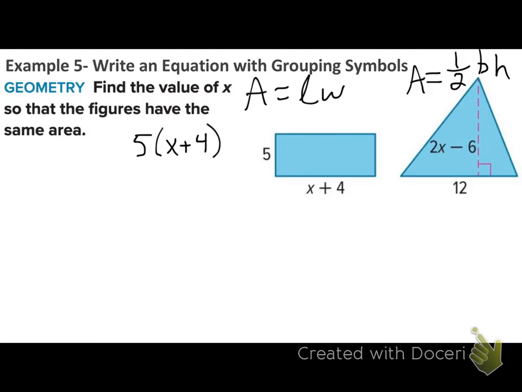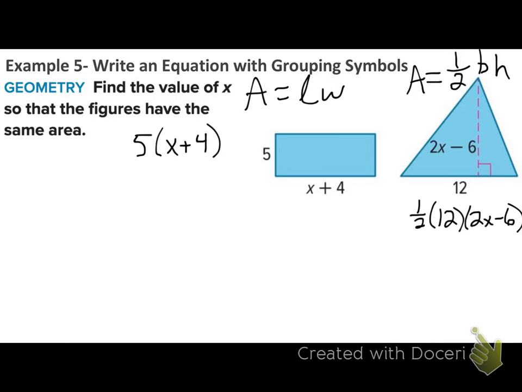What would the expression be for this triangle? 1/2 times 12, because that's my base of my triangle. What's the height of the triangle? Times 2x minus 6. There's the area expression for my triangle.